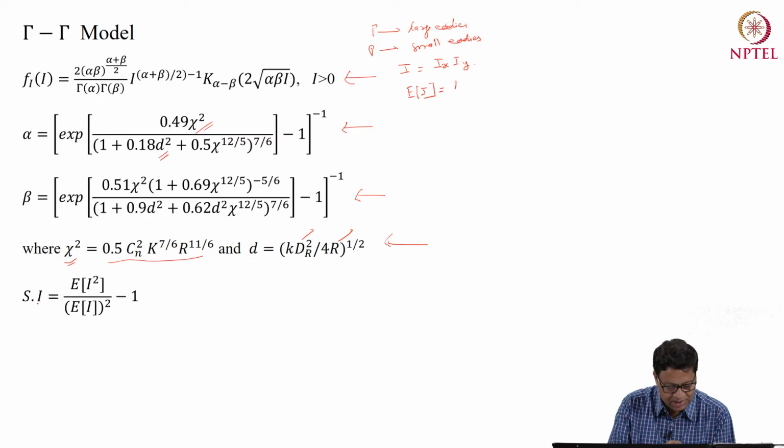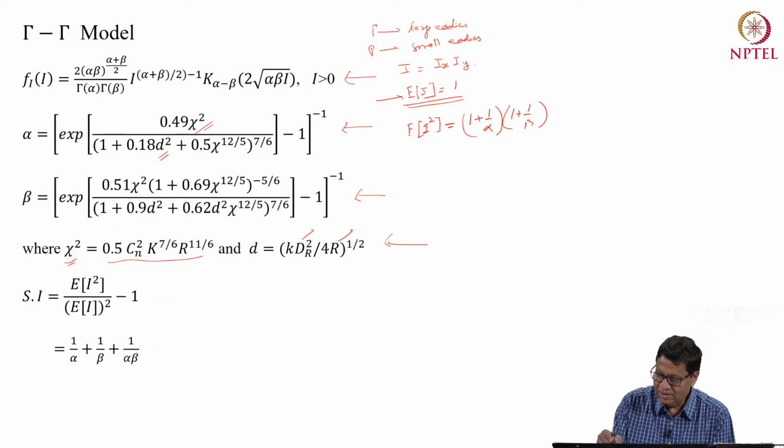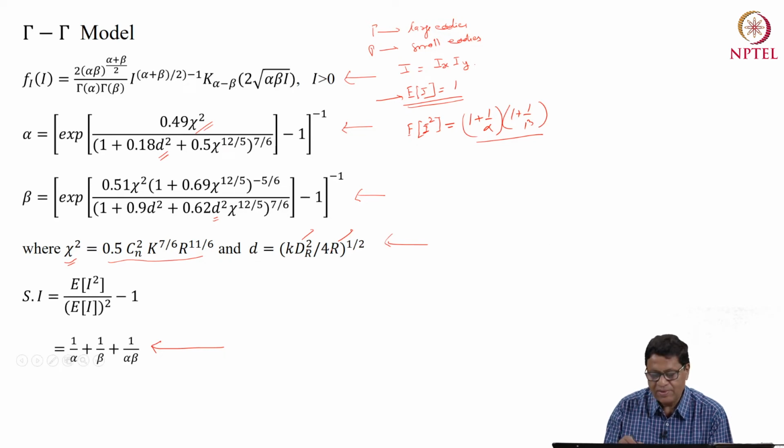So I want to calculate the scintillation index, which by definition is given by this, and if I take the expected value of I equal to 1, then this will change to E of I square minus 1. I'm not deriving this, but some standard textbooks have calculated it. The expected value of I square is 1 plus 1 over alpha, into 1 plus 1 over beta. So by putting the expected value of I as 1 and the expected value of I square as this, we can calculate the scintillation index, which is actually 1 by alpha plus 1 by beta plus 1 by alpha beta. And alpha and beta are functions of chi, and chi is a function of Cn square, k, r, and d. Similarly, you have d, that is small d, which has the receiver aperture length, the wave number and the distance.